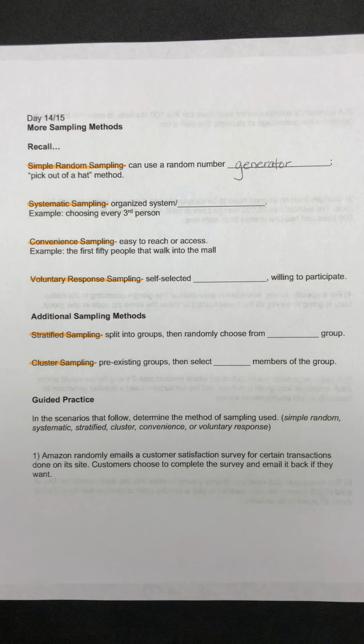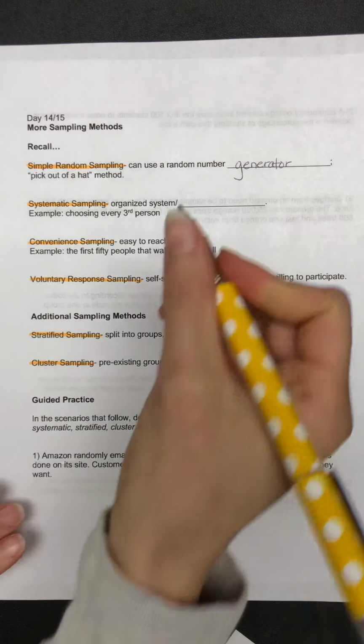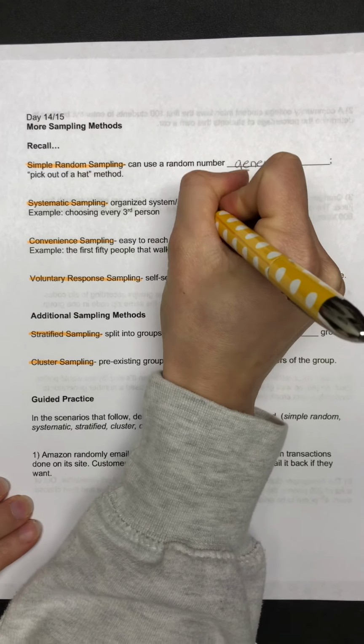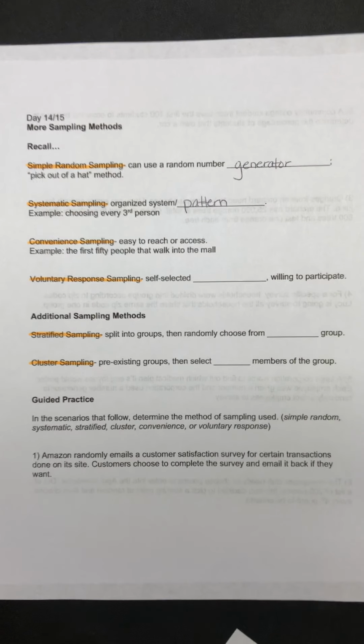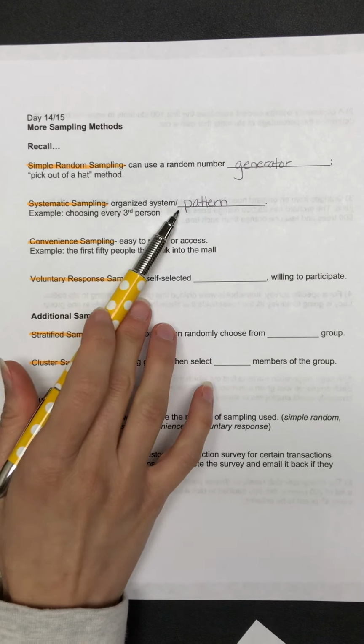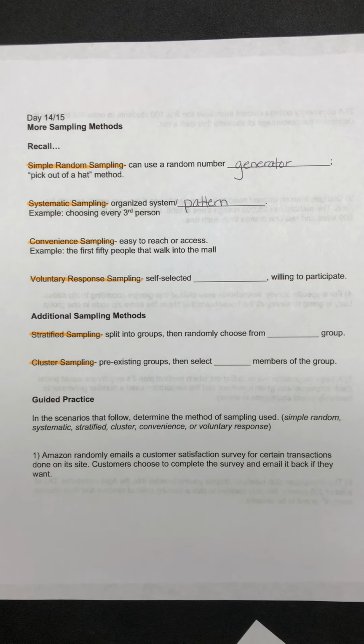Systematic sampling is an organized system. It's also what we call the pattern method. Okay, so if there's some sort of pattern to it, for example, choosing every third person standing in line, or choosing every seventh customer in a store. Okay, so think about a system as a pattern or a system that is organized.